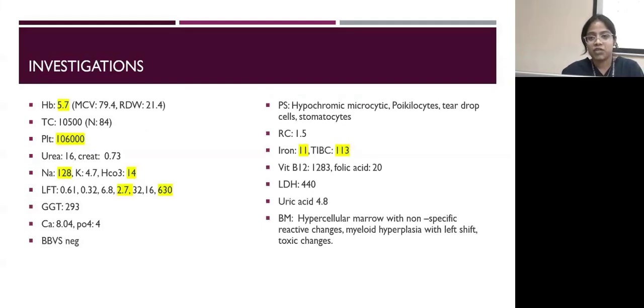So our initial investigation showed that he's anemic with an Hb of 5.7. His total counts were 10,000 with a slight mild thrombocytopenia. He has no AKI. He has mild acidosis present, and LFT shows an elevated alkaline phosphatase with an elevated GGT, indicating bone inflammation. His blood-borne virus screening was negative. We evaluated the anemia, which looks like an iron deficiency anemia. Because there is mild thrombocytopenia, we have also done a bone marrow, which showed myeloid hyperplasia with left shift and toxic changes indicating an infection.